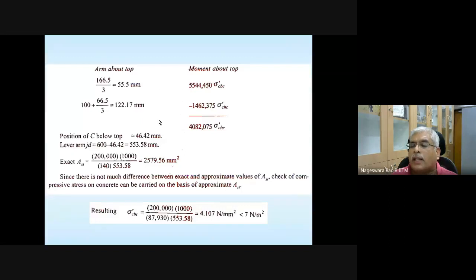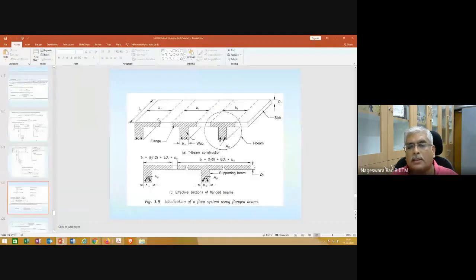In the next class, we'll have some discussion on this, as well as how to arrive at an economical depth for a T section and other things. A small portion is left out that we'll discuss in the next class. Any questions?